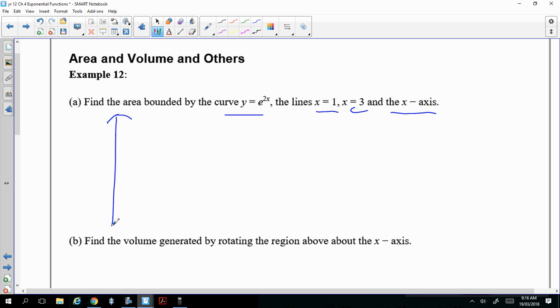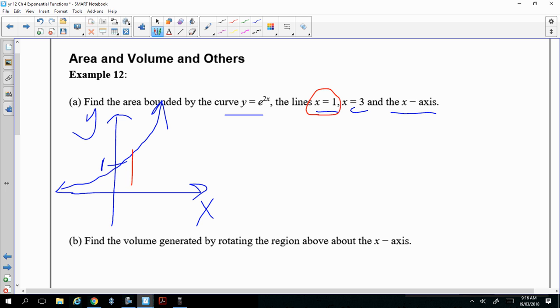Has an x-intercept of 1. Goes up like this. And the area bounded by the graph is between x equal to 1 and x equal to 3. And then if you shade below, it looks like that. Alright, it's all positive, so no problem.